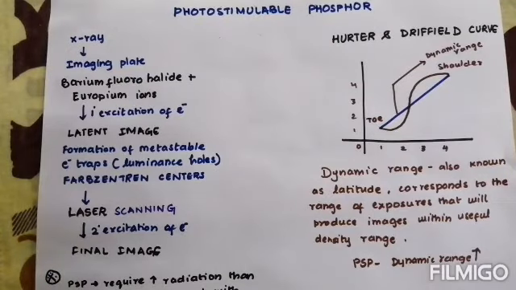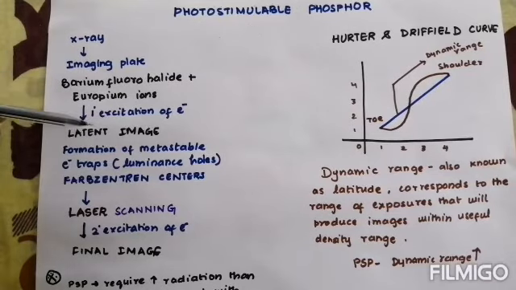PSP plate, photostimulable phosphor plate. When X-rays are exposed to the imaging plate, which consists of barium fluorohalide and europium ions, primary excitation of the electron takes place, which results in the formation of a latent image. It is formed by metastable electron traps, called F-centers. Then laser scanning is done, which results in secondary excitation of electrons and the formation of the final image.